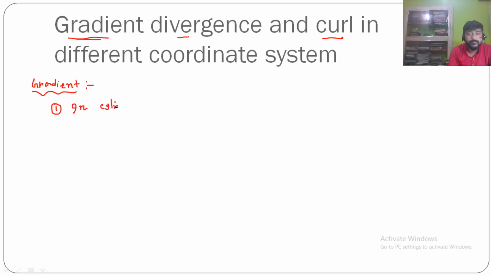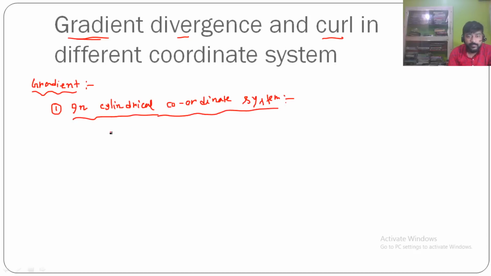In the cylindrical coordinate system, this will be very helpful in various problems, and basically very useful in electromagnetic theory. So first let me discuss this in the cylindrical coordinate system. What we have is grad phi, where phi is a function of rho, phi and z in cylindrical coordinates.